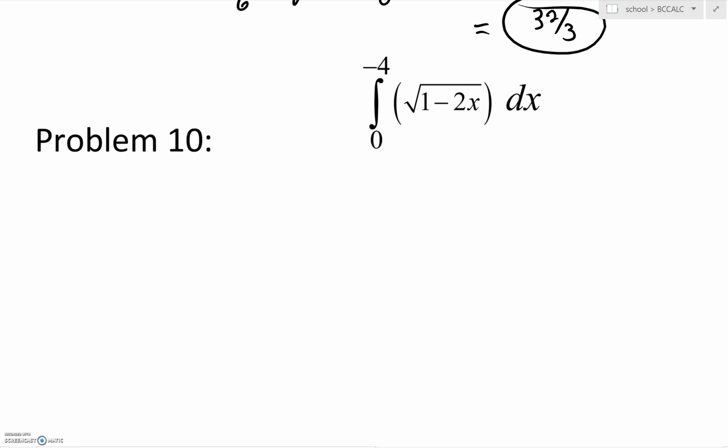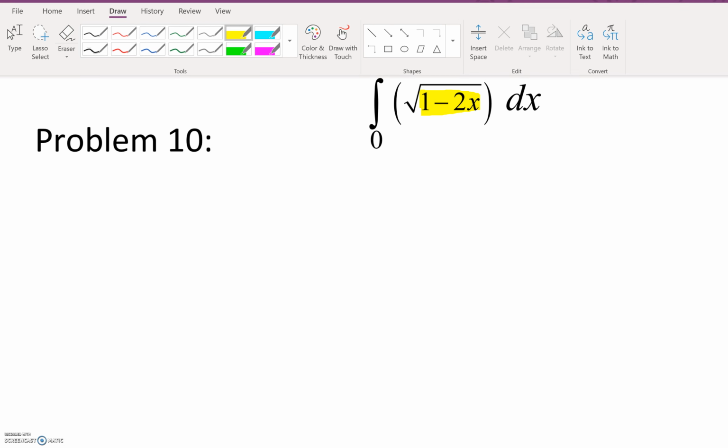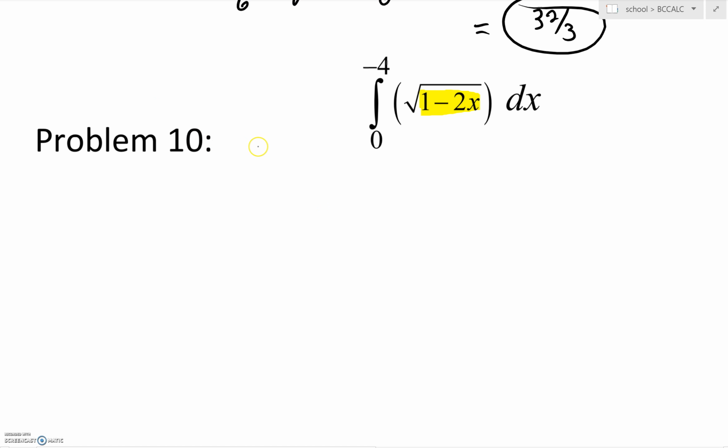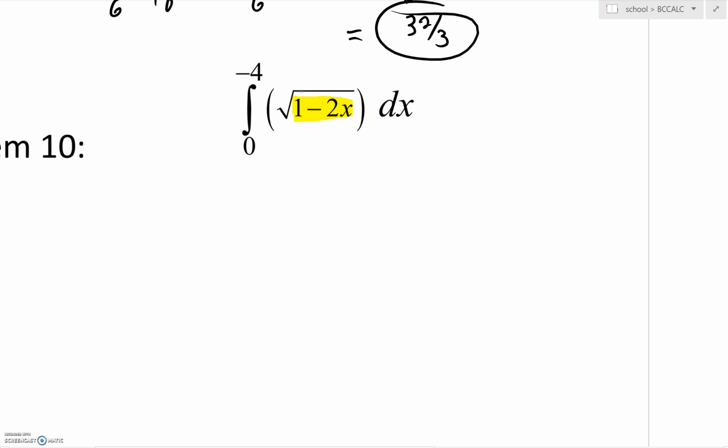Calculus BC, our station activity problem number 10. Once again, just like this last video on problem number 9, you can see we don't have an obvious antiderivative present. I do see a composition, however. This is really indicative of being able to do a u substitution. So I'm going to let u equal 1 minus 2x because that is what's in the interior here.